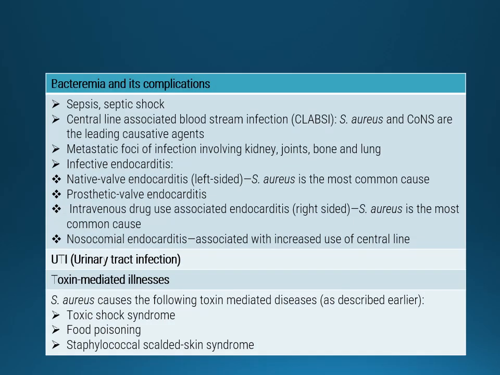Then it can also cause bacteremia, and there can be sepsis, or the patient can end up in septic shock. Then CONS or Staphylococcus aureus, both are responsible. They can cause endocarditis, infective endocarditis. Then UTI. Toxin mediated illness includes toxic shock syndrome, which occurs when the bacteria secretes the toxic shock syndrome toxin, that was seen previously in females who were using highly absorbent vaginal tampons.